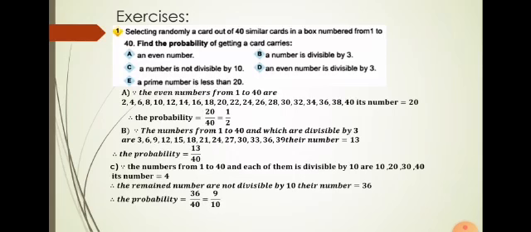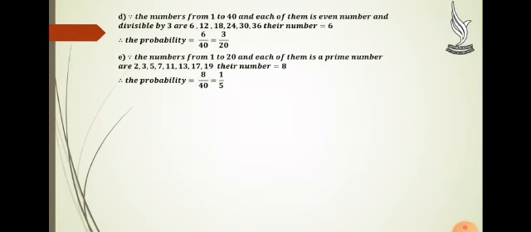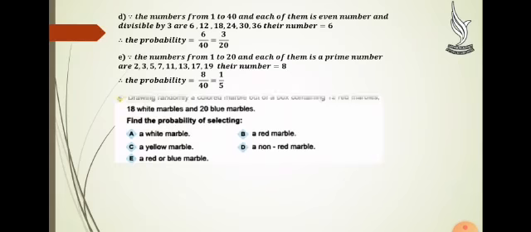Letter E, find the probability of getting a card that carries a prime number less than 20. Since the numbers from 1 to 20 that are prime are 2, 3, 5, 7, 11, 13, 17, 19, their number equals 8, so the probability equals two fifths.